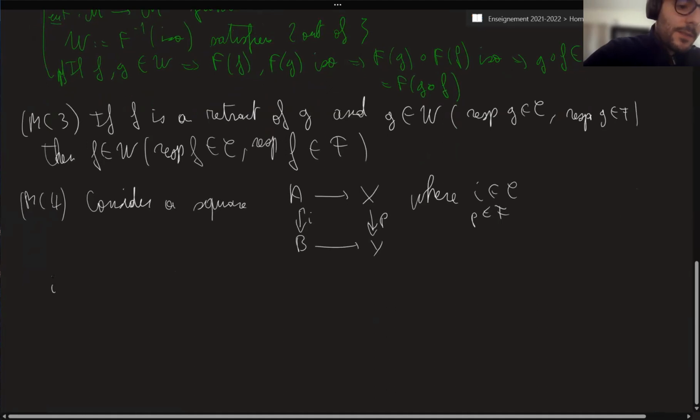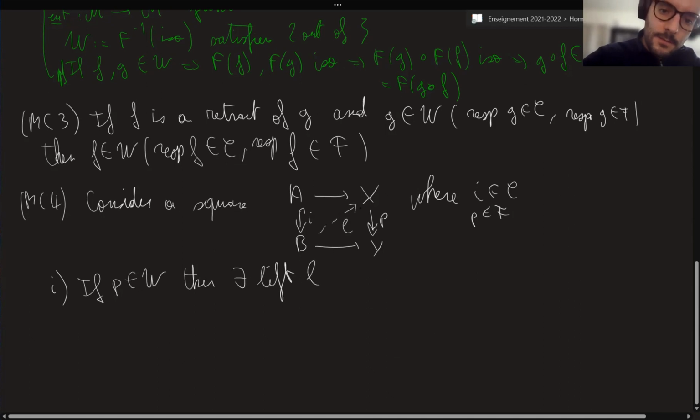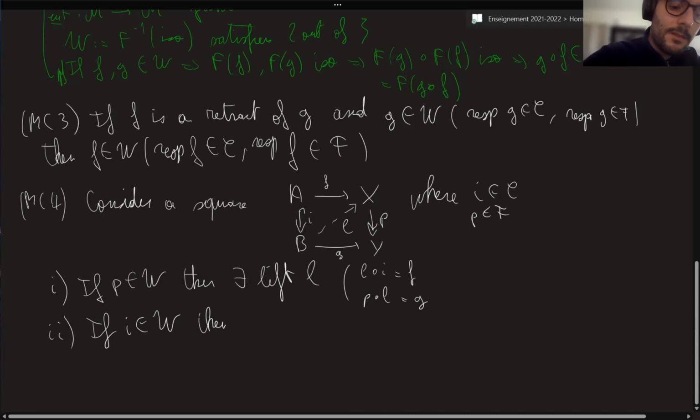Then you have 2 parts of this axiom. Part 1: if P is a weak equivalence, then there exists a lift L, a morphism which makes both triangles commute. So if this is F, this is G, this means that L circle I is F and P circle L is G. And axiom 2 is very similar. If I is in W, then there exists a lift L. So same result, except that the hypothesis is different.